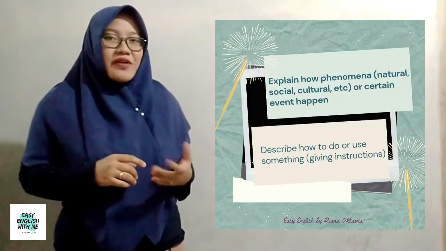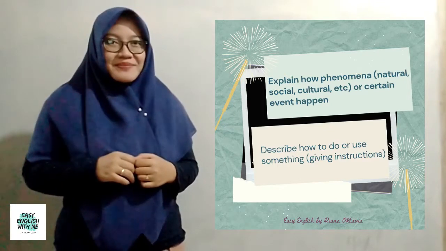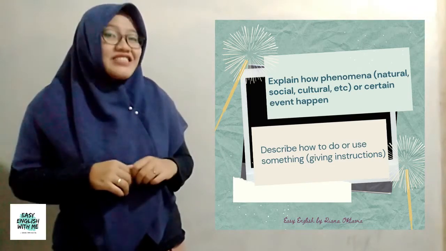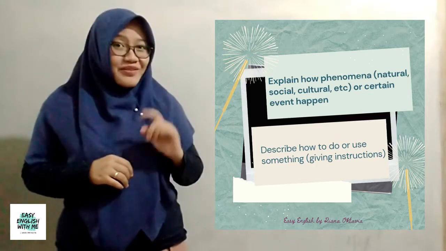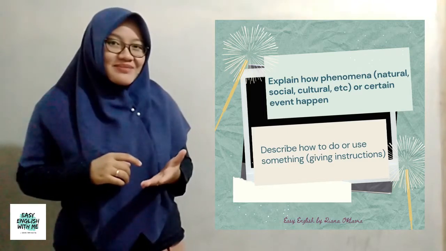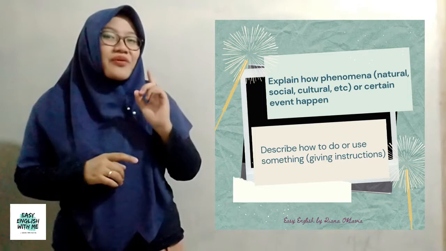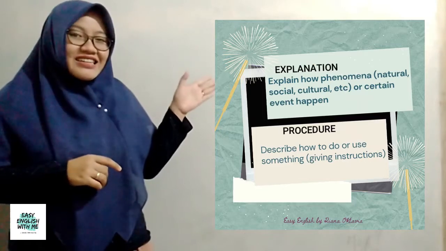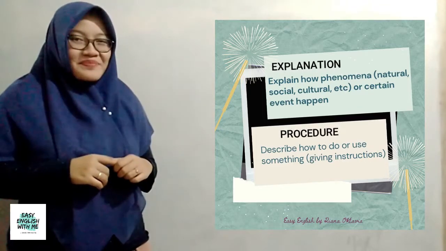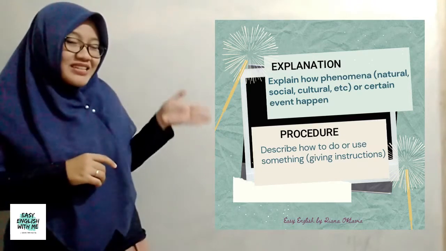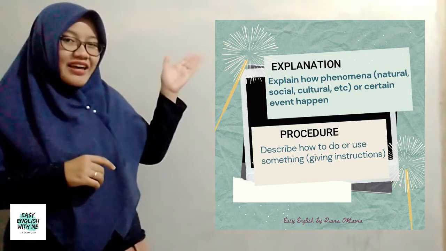Yes, the first one is the definition or the purpose of explanation text and procedure text. There are two boxes here, so which one is the definition of explanation text? Can you guess? Or which one is the definition of procedure text? Yes, you are right. The first one, box number 1, is the definition of explanation text, and box number 2 is the definition of procedure text. Can you see the differences between explanation and procedure text?